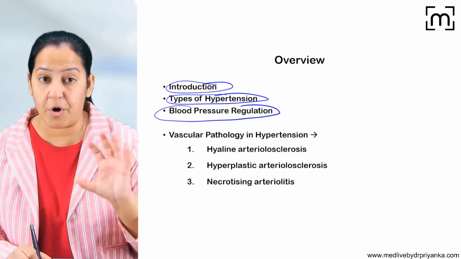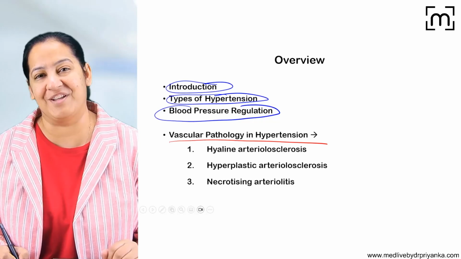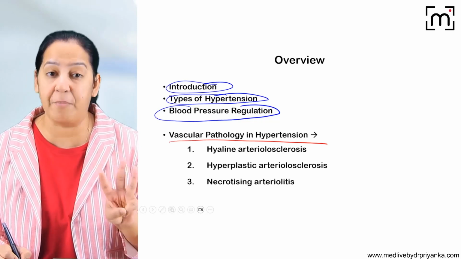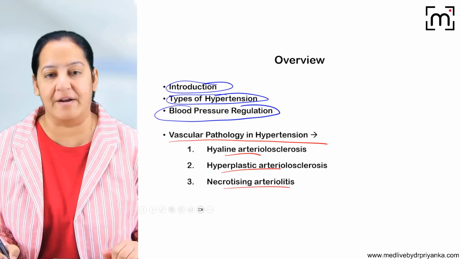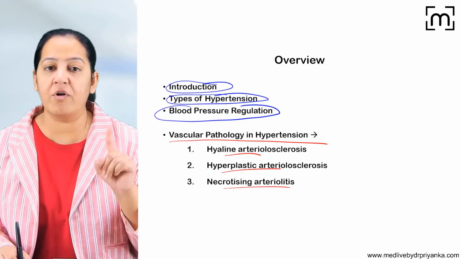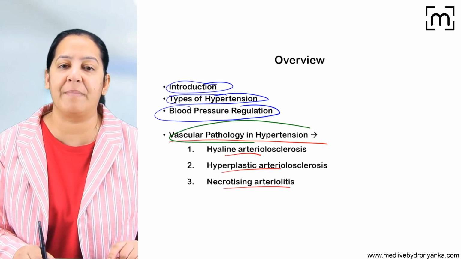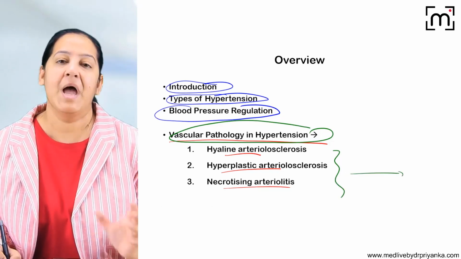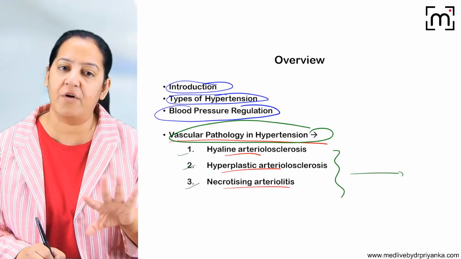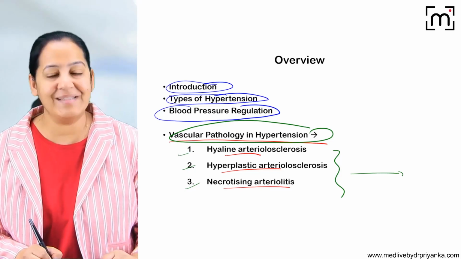Then we will come on the topic that is vascular pathology in hypertension, in which we will discuss three different morphologies: hyaline arteriosclerosis, hyperplastic arteriosclerosis, or necrotizing arteriosclerosis. If an overall question comes in your exam as vascular pathology in hypertension, you have to describe all three and draw the well-labeled diagram of all three. But if a short question is asked on any one of them, you have to write that portion only. So let's start the topic.